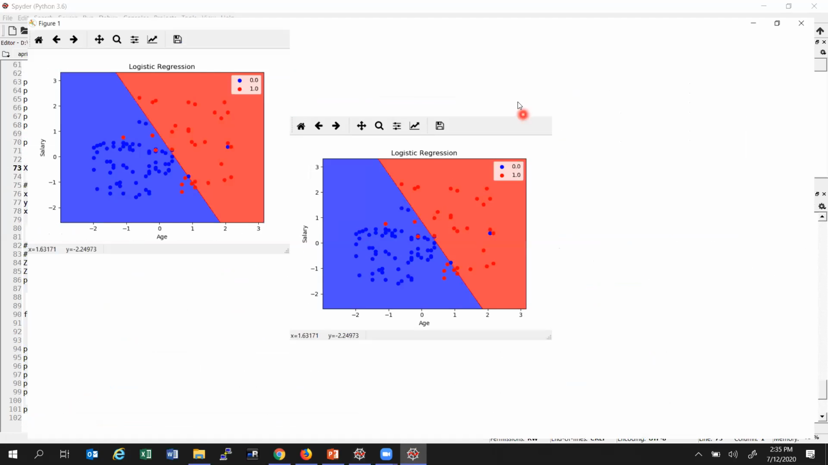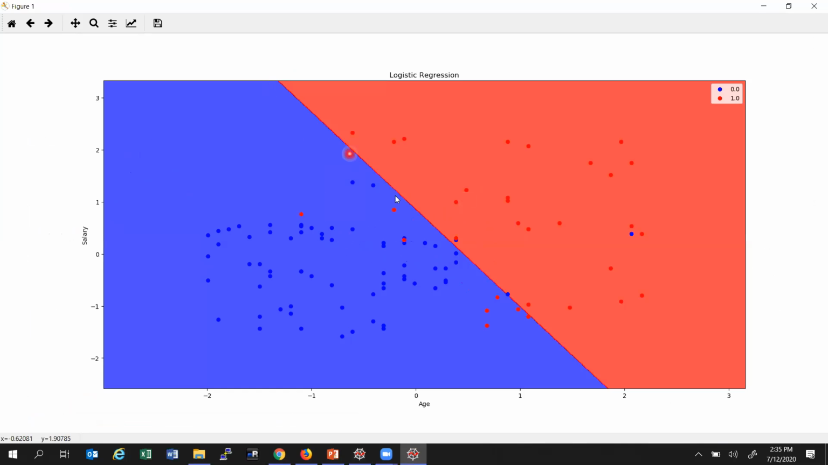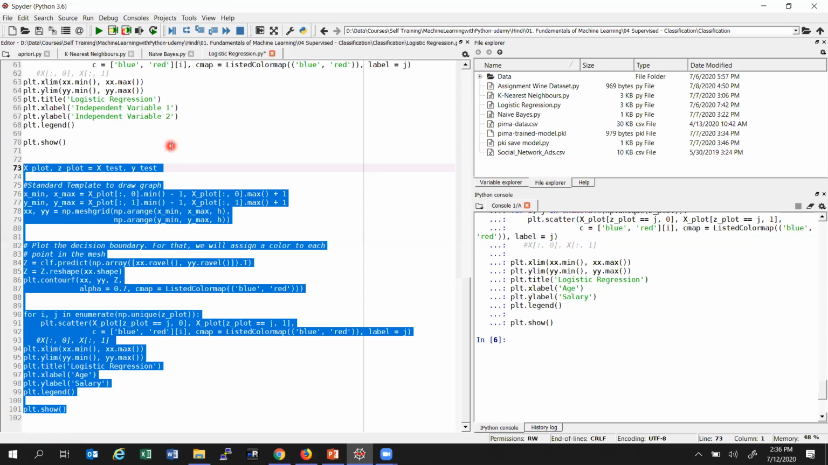See this. This is logistic regression. Here the decision boundary is straight. So you can understand, if the decision boundary is straight, meaning linear, and your data is not linear, your prediction accuracy will drop. You can count the number of dots. These 11 are wrong. So logistic regression is linear.